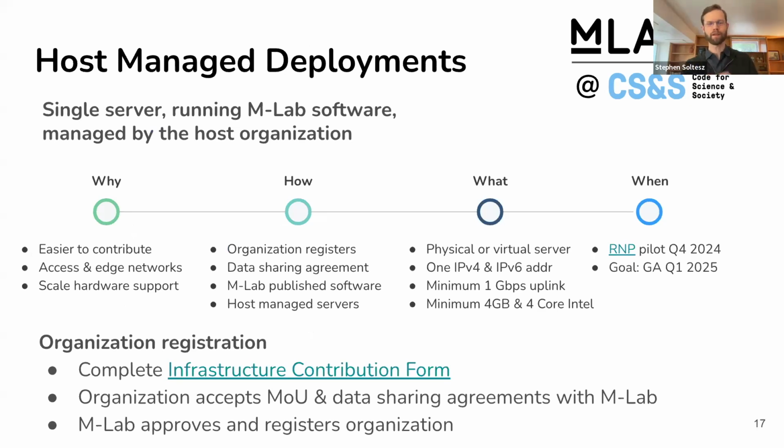Thank you, Nathan. I am Stephen Soltesz. I'm a software engineer at Google, and I work very closely with Measurement Lab. We call this model host managed deployments. You can think of this simply as a single server running software that is published by Measurement Lab, but installed and managed by the host organization. Could be 1, could be hundreds.